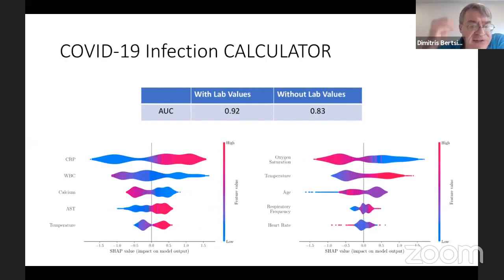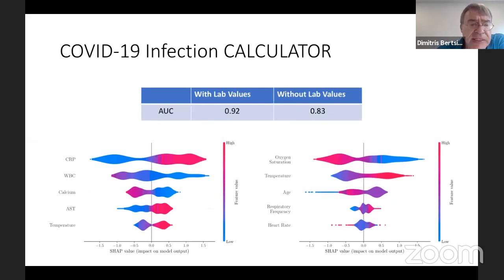We also had an infection calculator that is reasonably accurate. This can be done without lab values over the phone from your home. Of course, the accuracy is not fantastic, but it's 83 AUC, area under the curve, and accuracy is similar, about 83%.